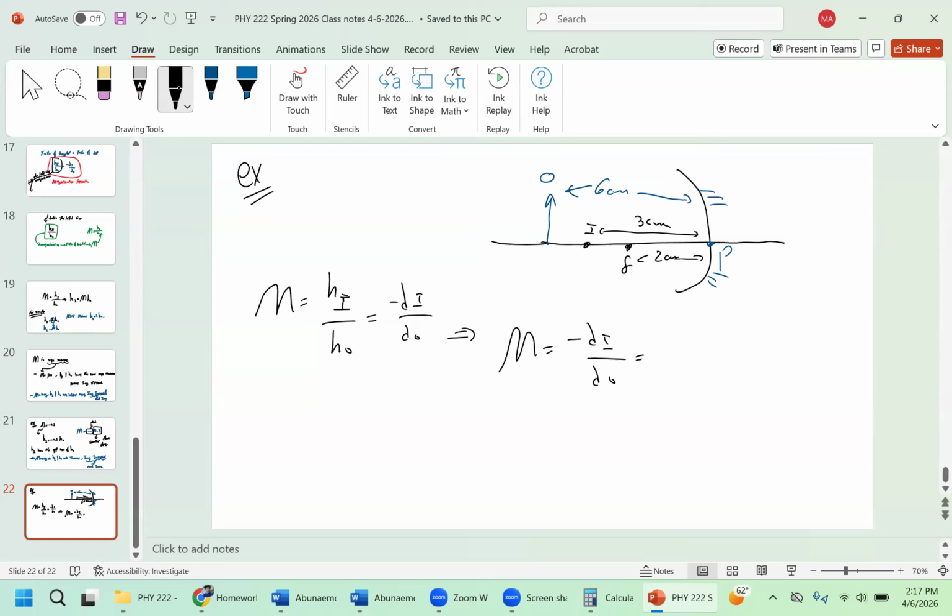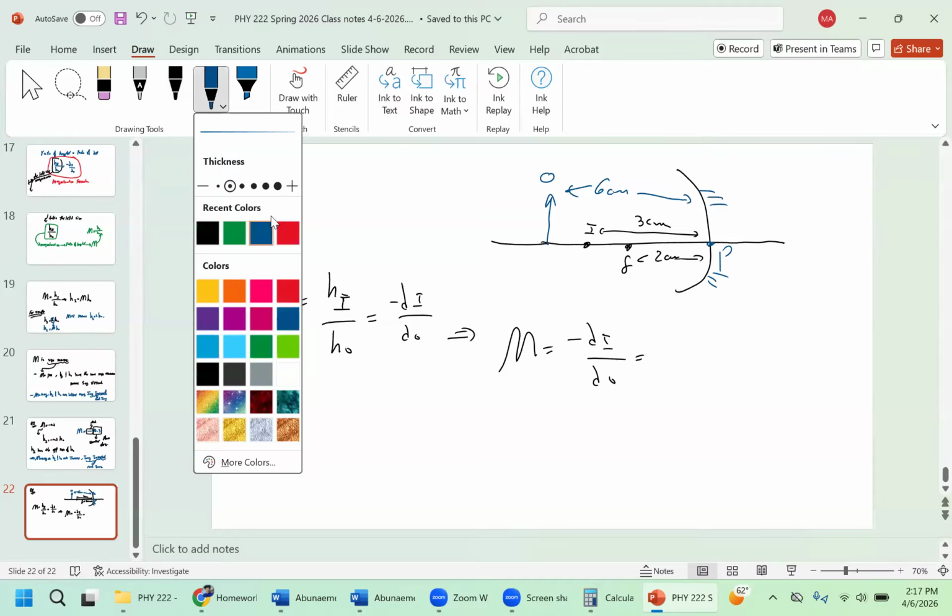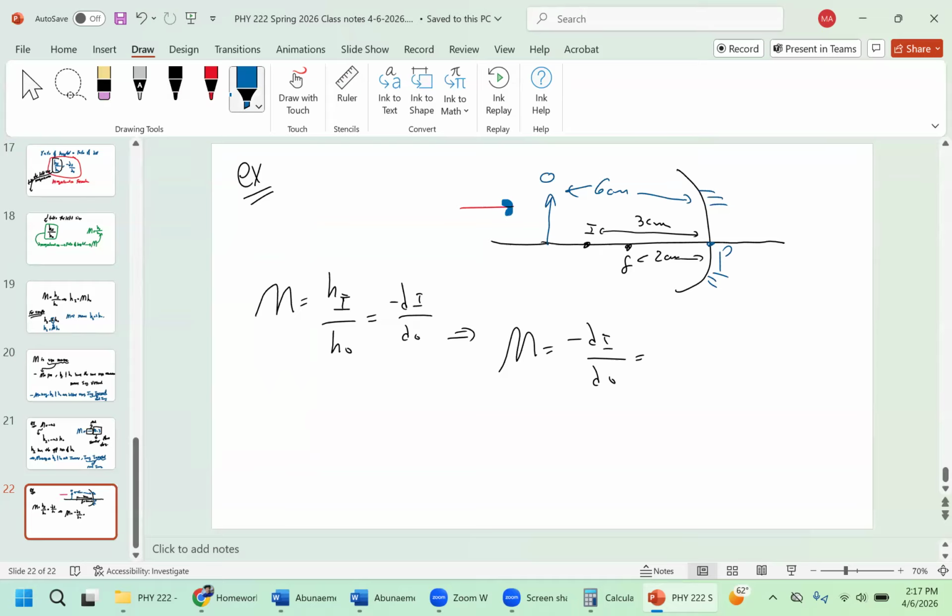And in this case, you get your ray coming in this way. So in this case, what are we going to have? You're going to have minus DI. The distance of the image is 3, should be negative 3, divided by the distance of the object, which is 6. So what you get is minus 1/2, or you can say minus 0.5.